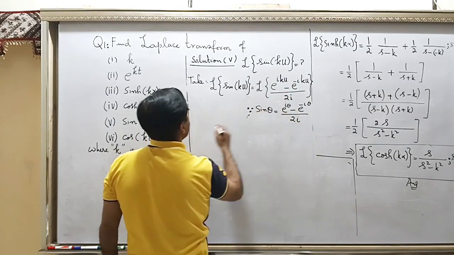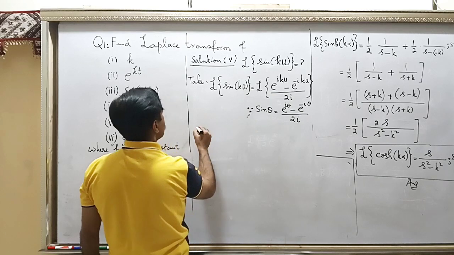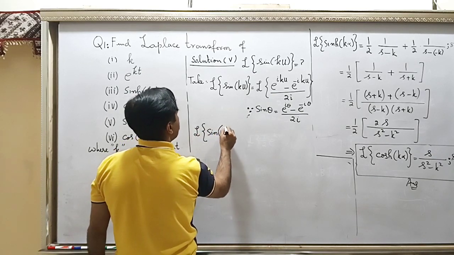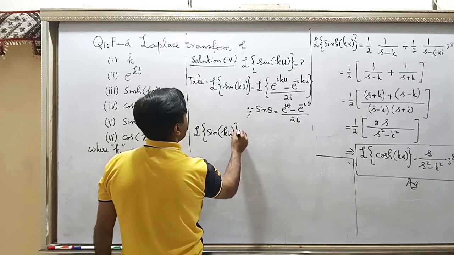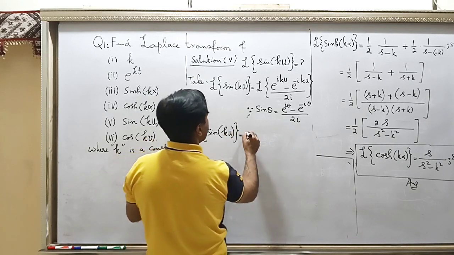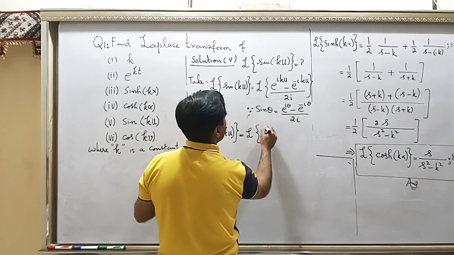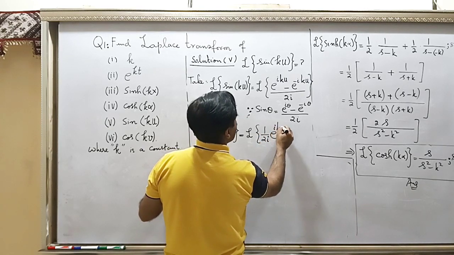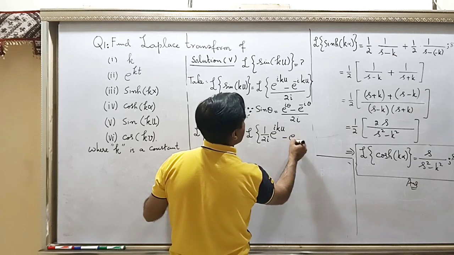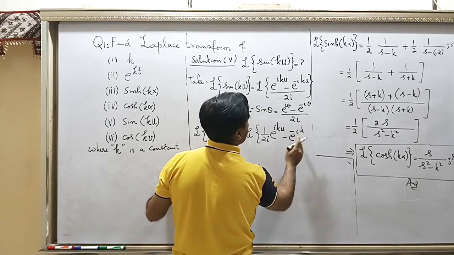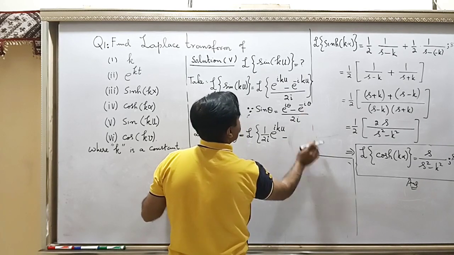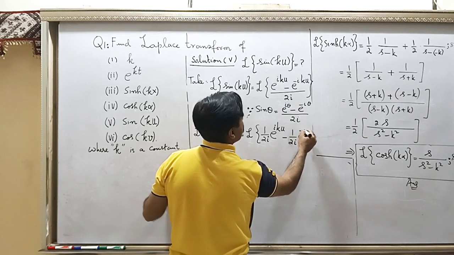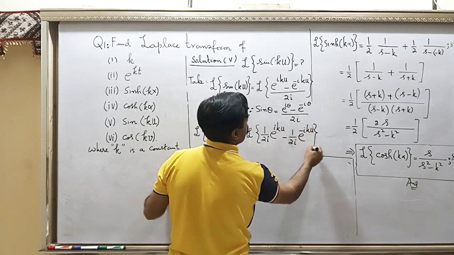Now separate the denominator. Laplace transform of sine of Ku is equal to the Laplace transform of 1 over 2i e to the power iku minus 1 over 2i e to the power minus iku, right?